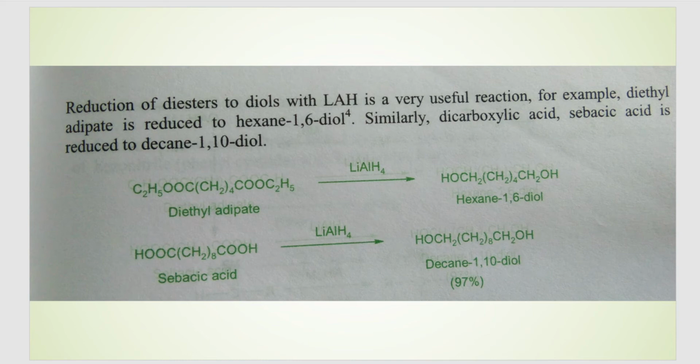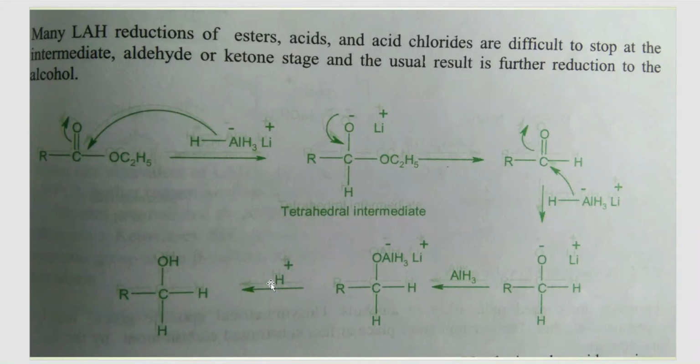Next is the reduction of diesters. Diesters are usually reduced to diols in the presence of lithium aluminum hydride. So here is an example of diethyl adipate. It is reduced to hexane 1,6 diol. Same way, sebacic acid is also reduced in the presence of lithium aluminum hydride to decane 1,10 diol.